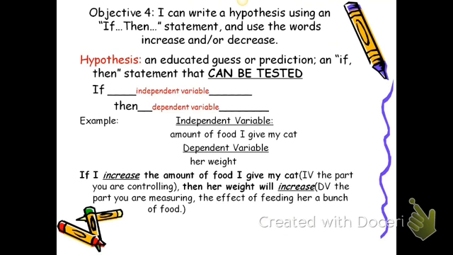A hypothesis can never be wrong. It can be proven incorrect, but that just means that you might need to do another experiment. And it's okay to have a wrong hypothesis. We're not going to go back and change our hypothesis. We're just going to say, oh, my data did not support my hypothesis, and that's it. Okay, so go ahead and pause this slide, write down objective 4 and all the notes underneath it, and then you can move on.